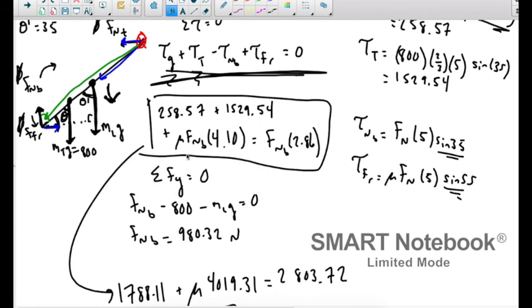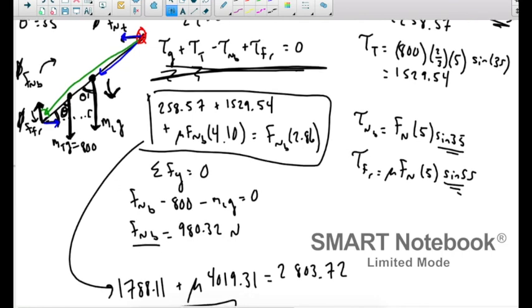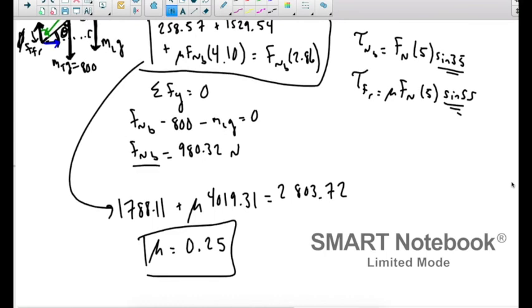I recognize I had two unknowns, coefficient of friction and normal force. And then I saw that I could analyze the forces in the y dimension to easily solve for the normal force, because I recognize that the normal force down here must counteract both forces of gravity. And so I found the normal force, plugged it back in, solved for the coefficient, just like that. All right?